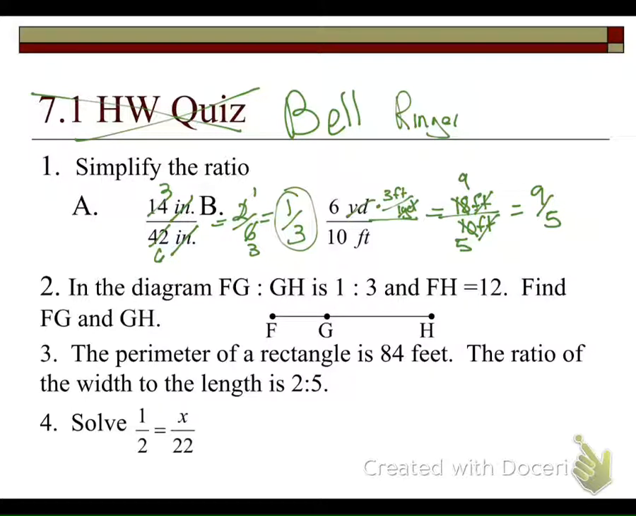We are on our next one. So in the next one, we have the diagram. And we see that FG to GH is 1 to 3. And we know that the total length of the segment is going to be 12. And then they want us to find the lengths of the 2 smaller parts of our segment.